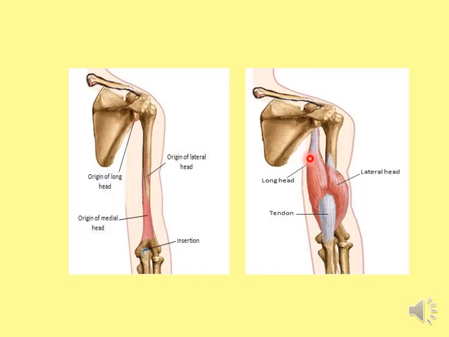This is the long head of triceps, and this is the lateral head of triceps, and this is the tendon of the triceps. Where is the medial head? The medial head is deep to these 2 heads. This is the spiral groove. This ridge above the spiral groove gives the origin to the lateral head of triceps, and all this area below the spiral groove is the origin of the medial head. But the long head takes origin from the infraglenoid tubercle.